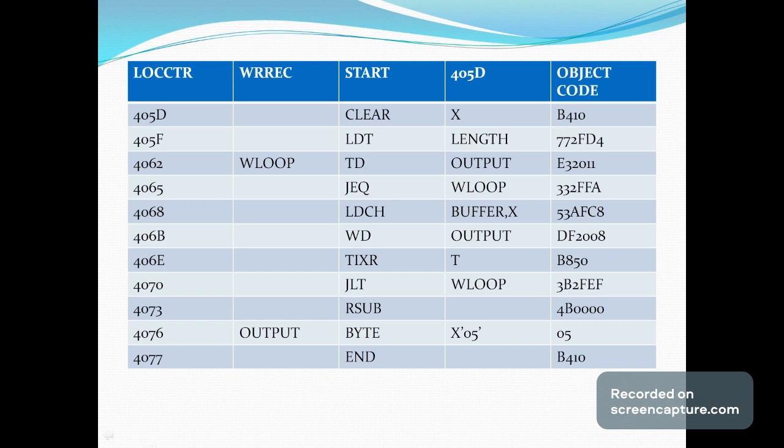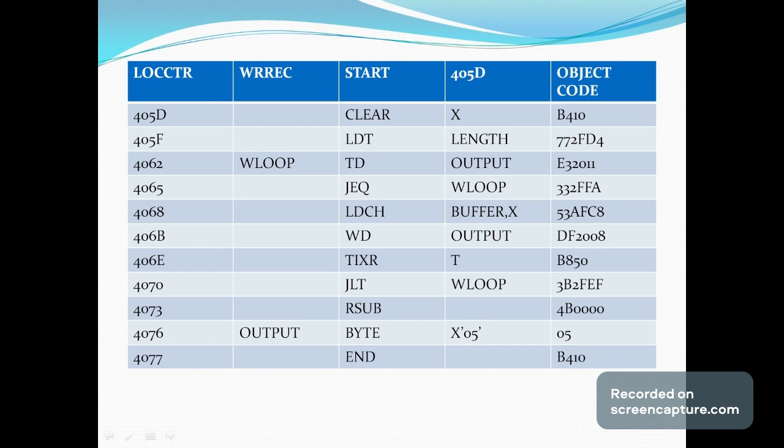To calculate the location counter for the next instruction, you have to check the type of the instruction, whether it is type 1, 2, 3, or 4. If it is type 1, we add 1 byte; if it is type 2, 2 bytes; type 3, 3 bytes; type 4, 4 bytes. One thing you need to remember: if a register is involved in the instruction, it is type 2. If a plus is written before the opcode, then it is type 4. Otherwise, it is type 3.